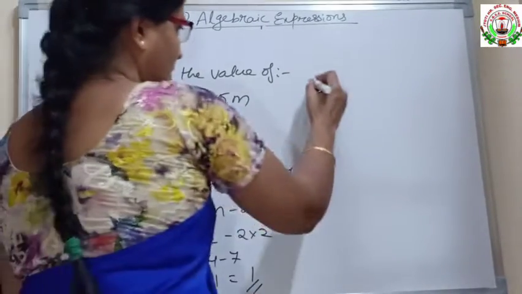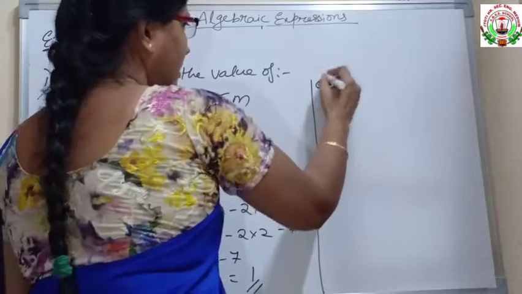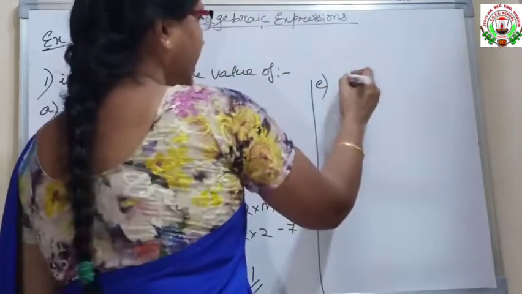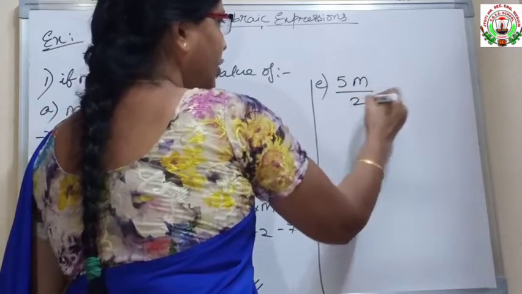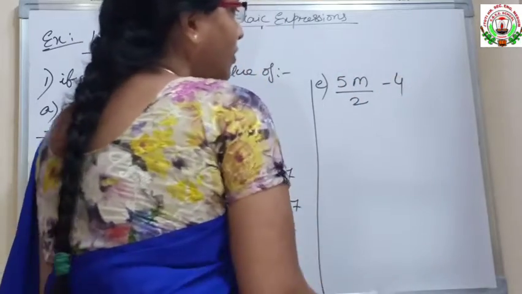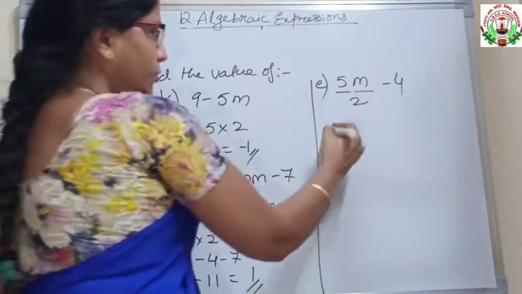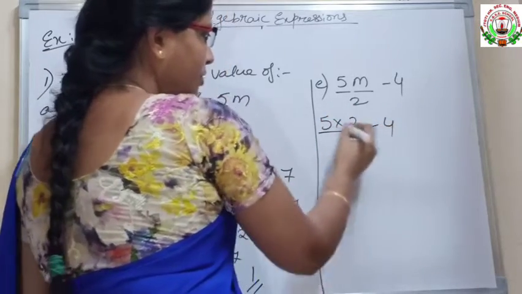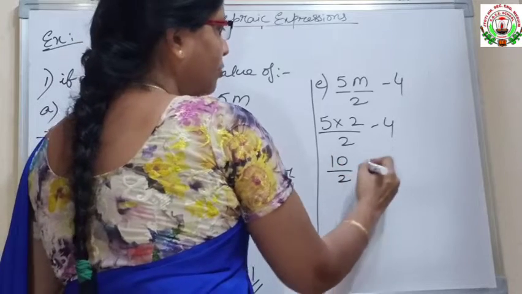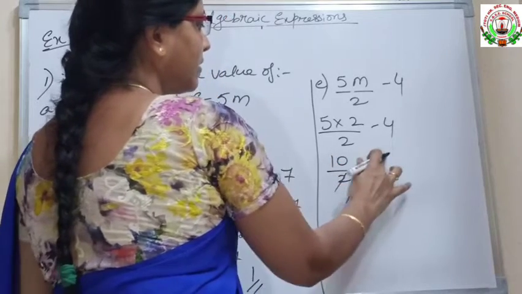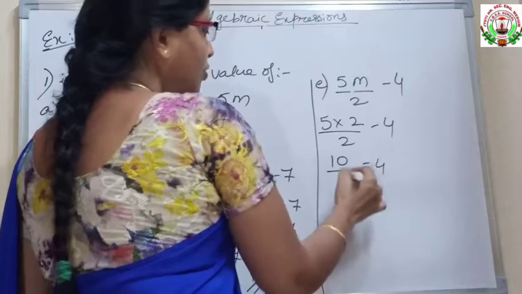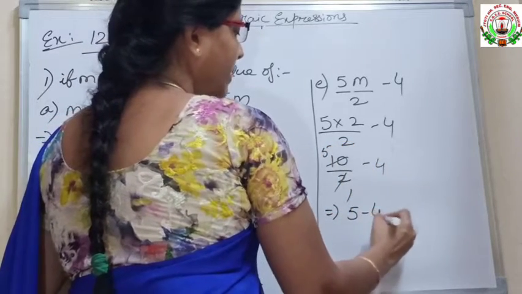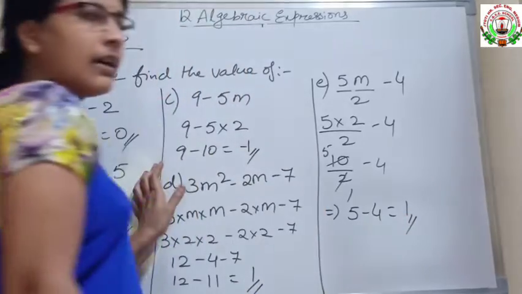One more, the e part. See, they have given it as 5m by 2 minus 4. In the place of m you have to keep 2. So 5 into 2 by 2 minus 4. So 5 2s are 10 by 2 minus 4. 2 1s are 2, 2 5s are 10. So this will be 5 minus 4, that is 1, your answer.